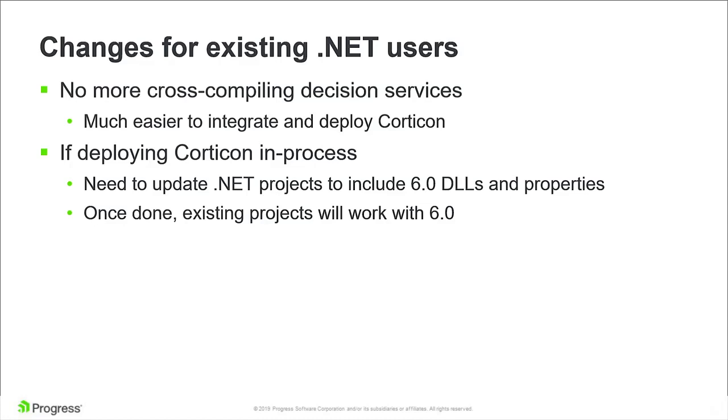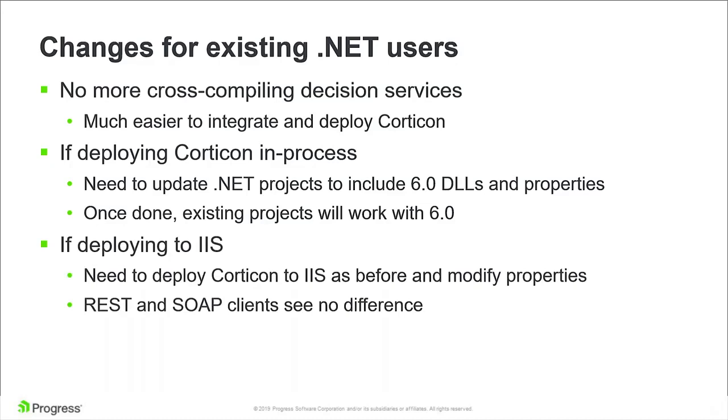If you're deploying with IS, it's actually easier because the process isn't all that different than it was prior. You will need to deploy Corticon into IS. We provide the scripts to do that. There are some property settings that you'll need to make. But otherwise, if an application is calling Corticon in IS as a REST or a SOAP service, it's unaware. The REST and SOAP interfaces haven't changed. It's the same API. So there's no changes required to the applications which are consuming the decision services.